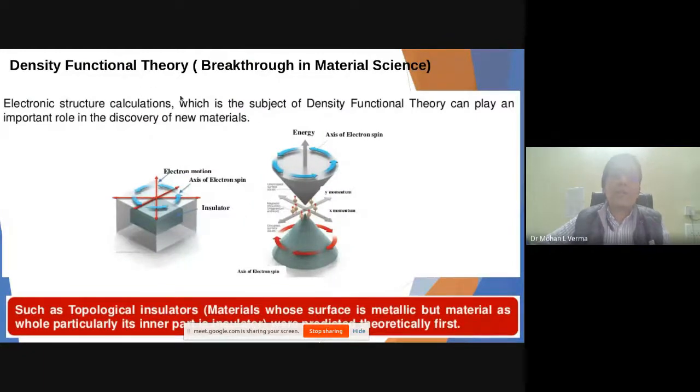Density functional theory is a vector in material science. Electronic structure calculation, which is based on density functional theory, can play an important role in the discovery of new materials. For example, the topological insulator, whose surface is metallic while the bulk material is an insulator, was first discovered using density functional theory. It was first predicted theoretically, and then it was experimentally analyzed.